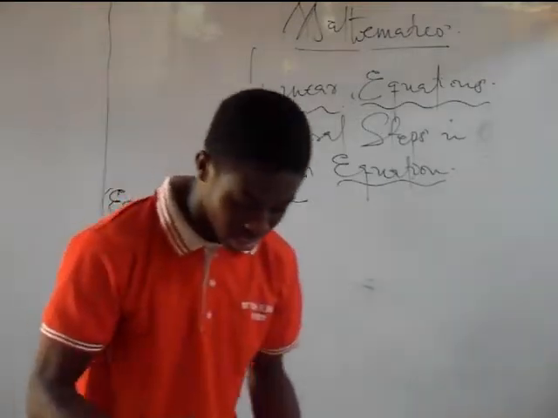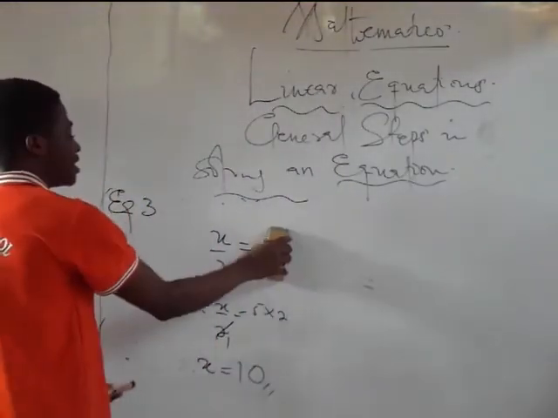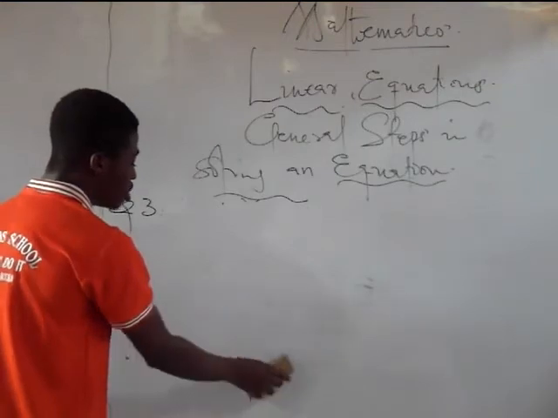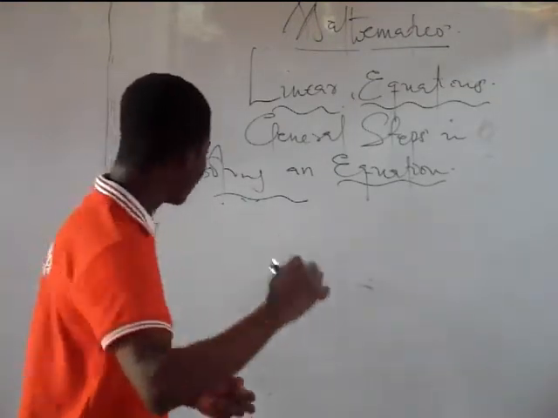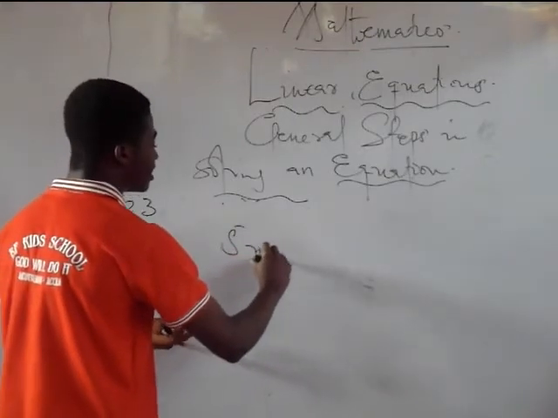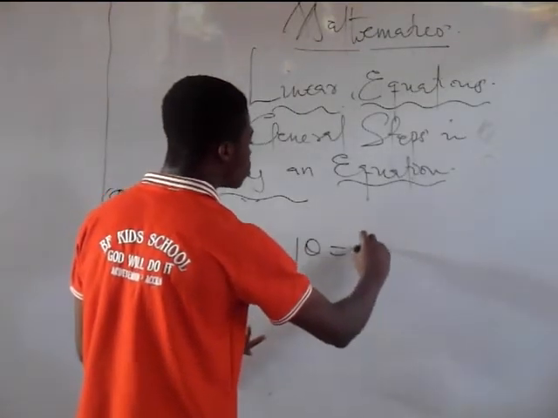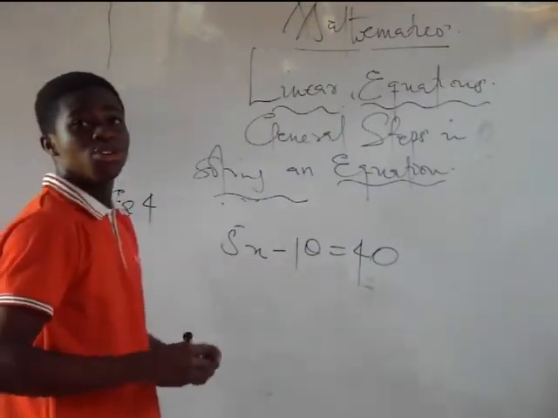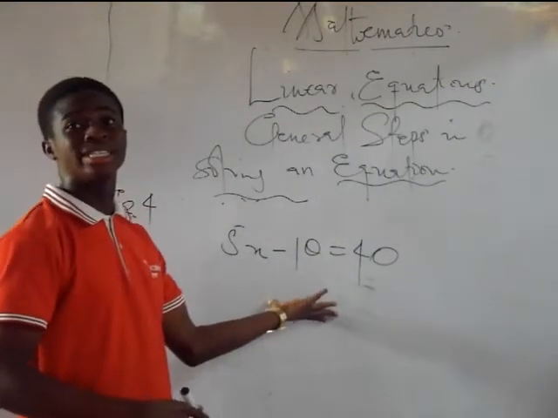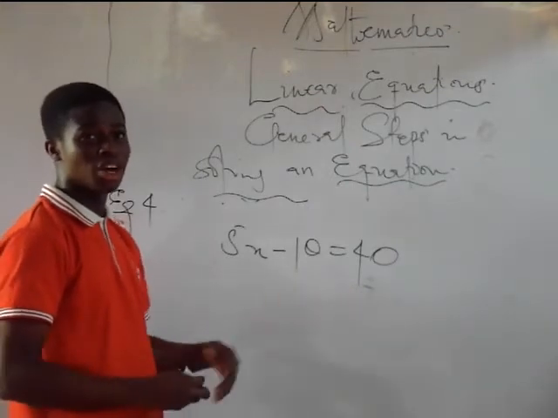at your various homes. This is the next example for you to solve, and you have less than 40 seconds to solve this work for me. Take this trial I can solve. 5x minus 10 equals 40. That is example 4. You have less than 40 seconds to solve this. Try your hands on that.